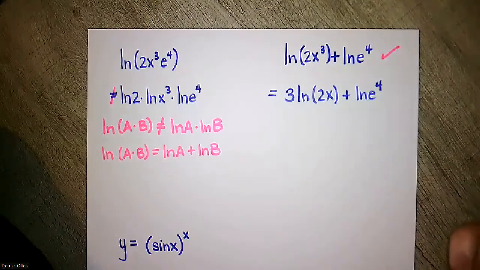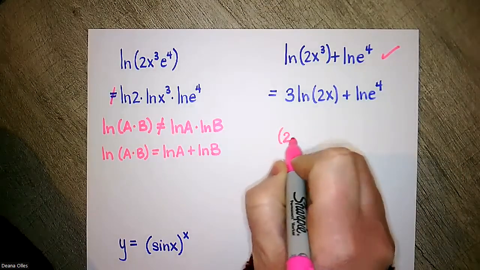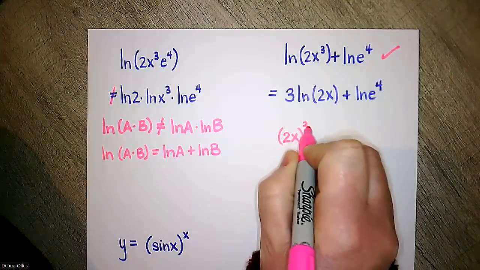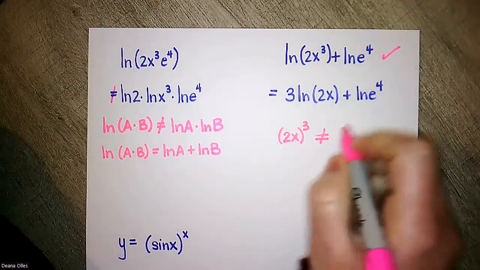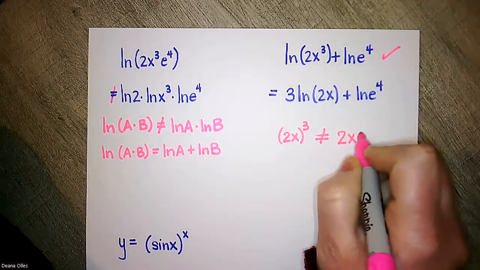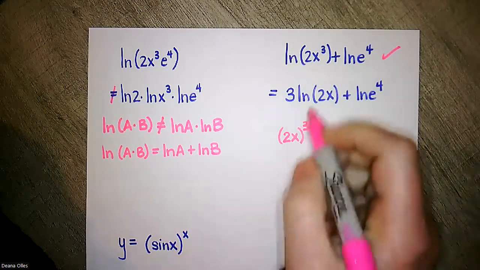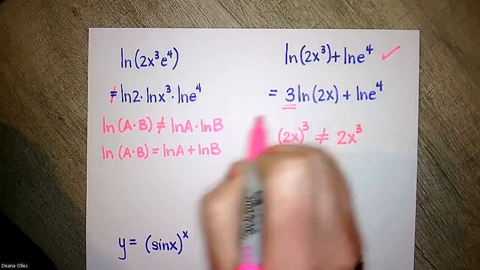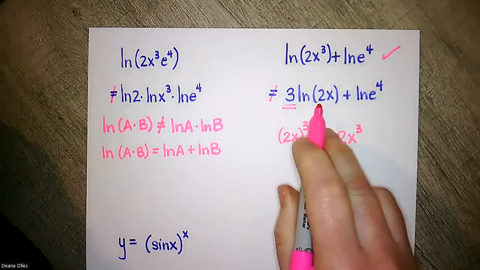Now that would have worked if we were looking at the quantity 2x all being cubed. Okay, but the problem is the 2 is not being cubed in this situation. We don't have the quantity 2x cubed. We have 2 times x cubed. So those two things are not the same. And because those are not the same, we cannot bring the 3 down as the coefficient on the logarithm if the 2 is still inside.